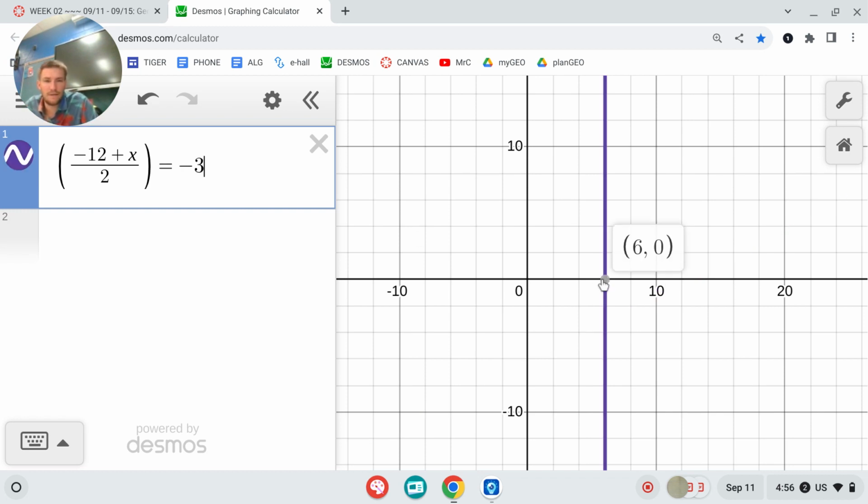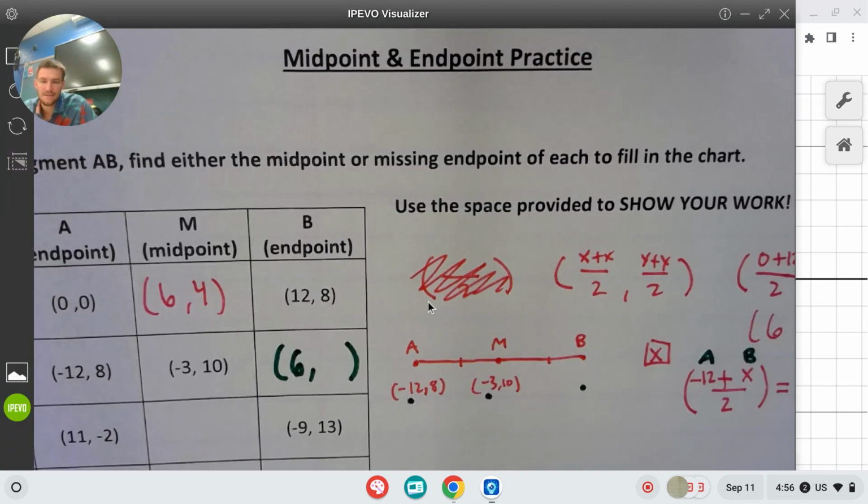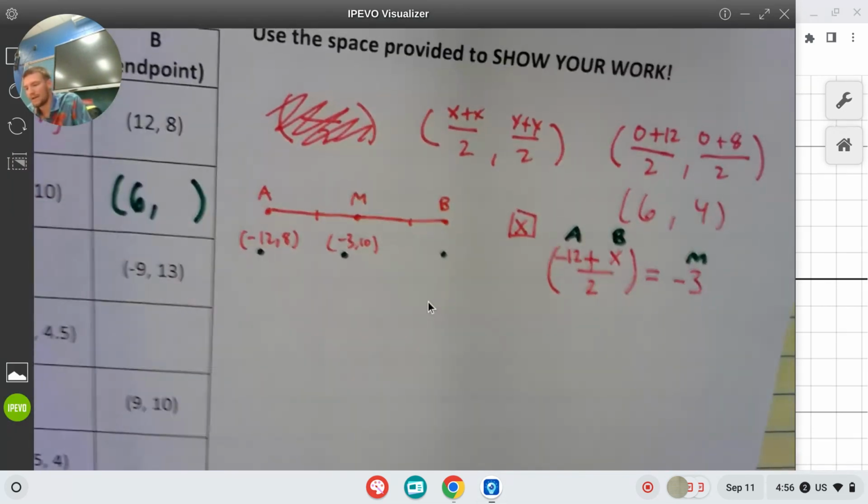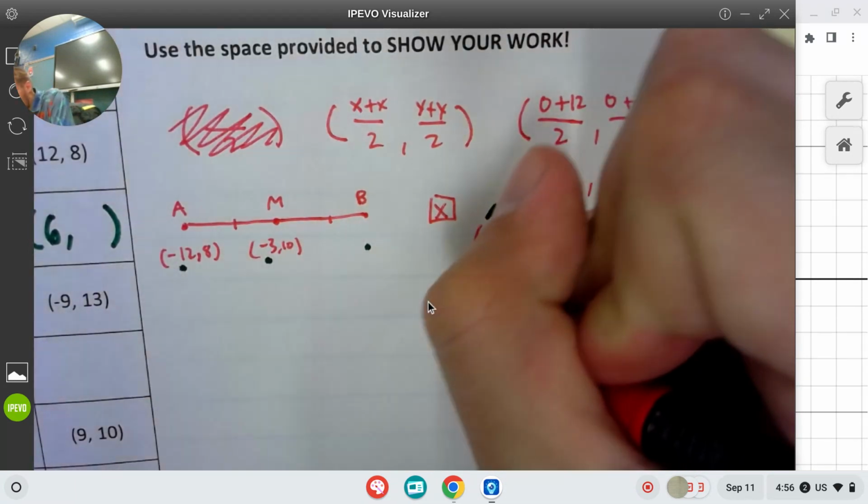What's the midpoint? Or sorry, what's the endpoint? Where can we find b? We can find b at 6. Now that 6 is my x value. It's only my x value. I still need to go back and do the same process to find my y value.